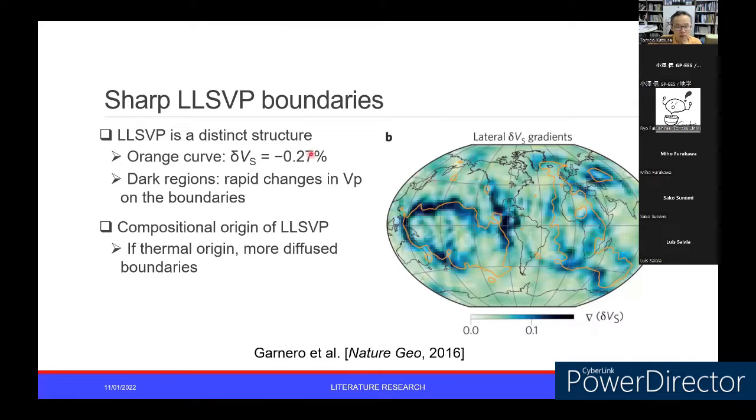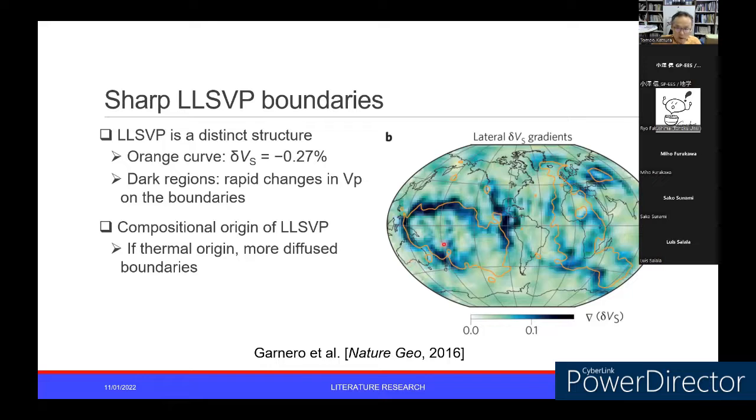You can see the minus 0.27% contour agrees very well with the steepest velocity gradient part. Therefore, the structure of LLSVP is rather sharp. This suggests that the LLSVP may be of compositional origin.